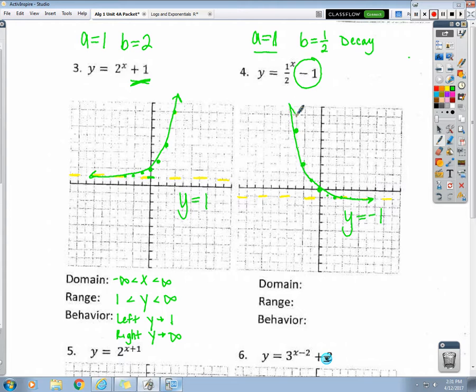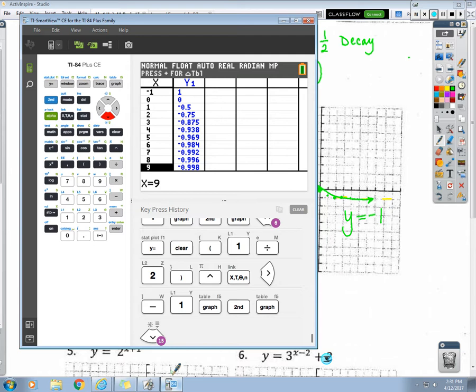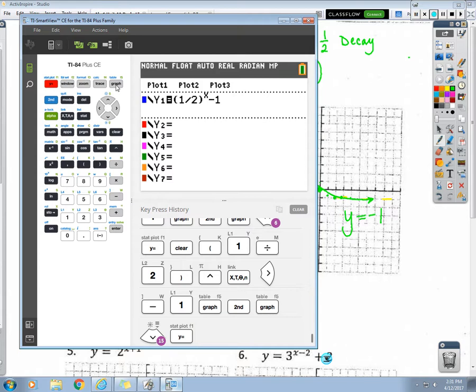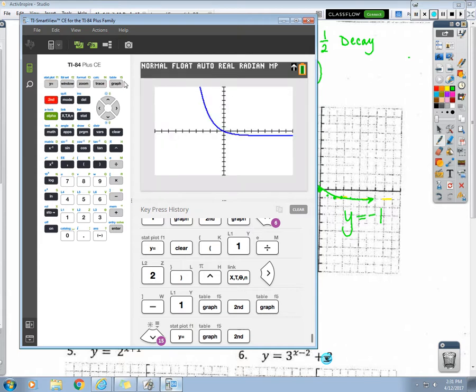I went to y equals and I typed that in. You mean the table? Once you go to y equals and you type it in, you hit graph, and then you hit second graph to pull up the table.